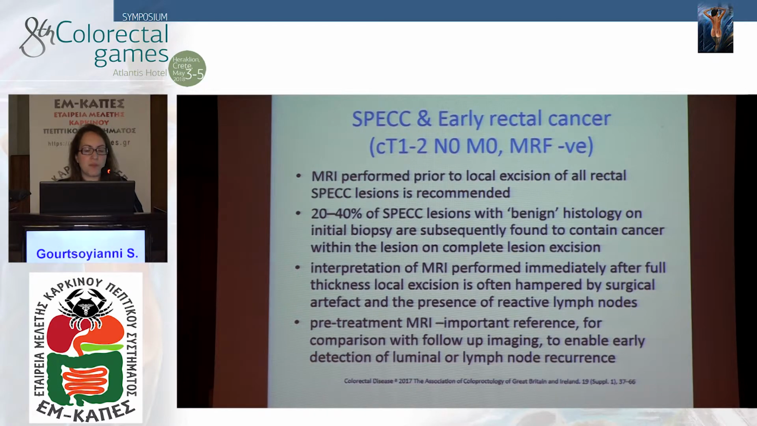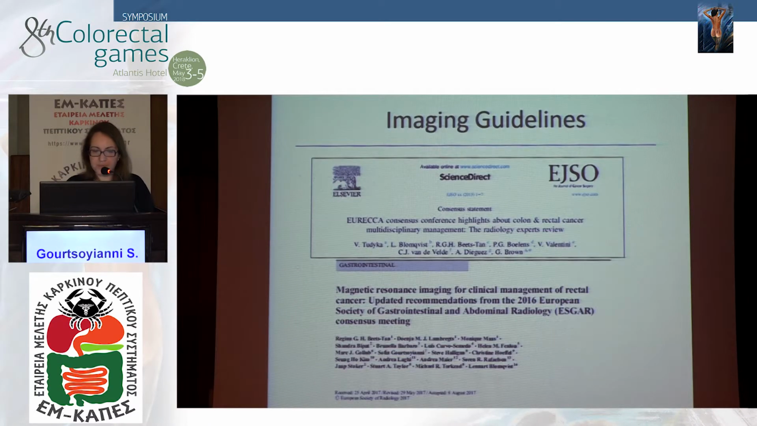Interpretation of an MRI examination that is performed immediately after the full thickness local excision is often hampered by surgical artifact and the presence of reactive lymph nodes. And pre-treatment MRI will also serve as a good baseline and is an important reference for comparison with follow-up imaging to enable early detection of luminal or lymph node recurrence.